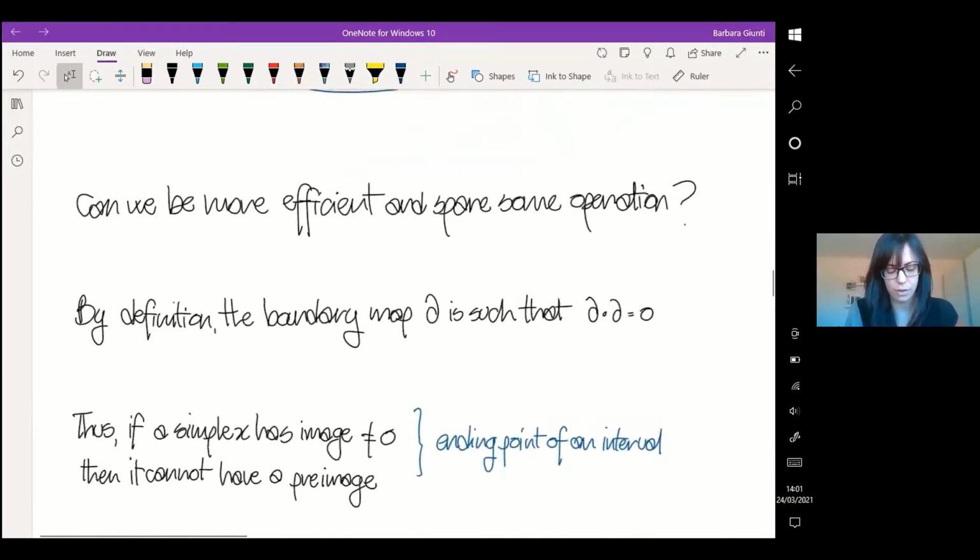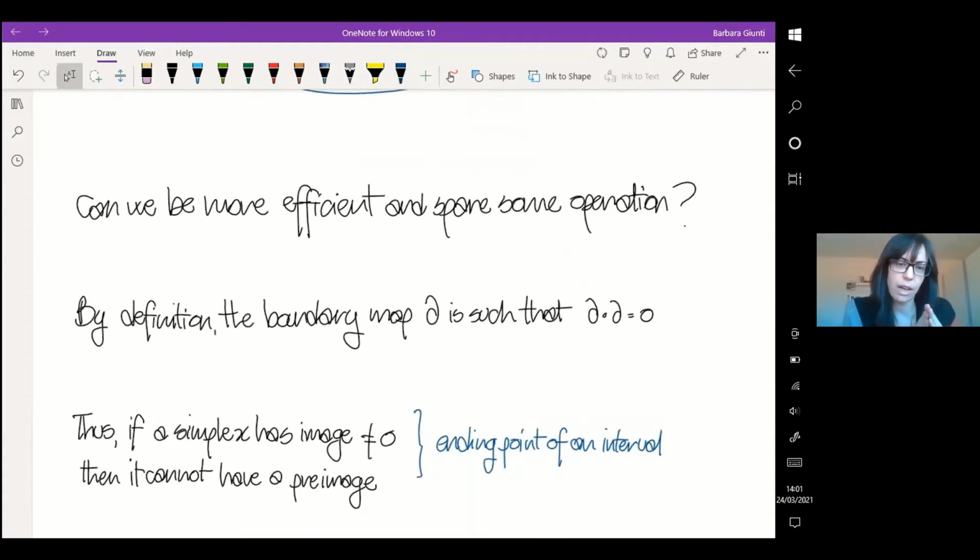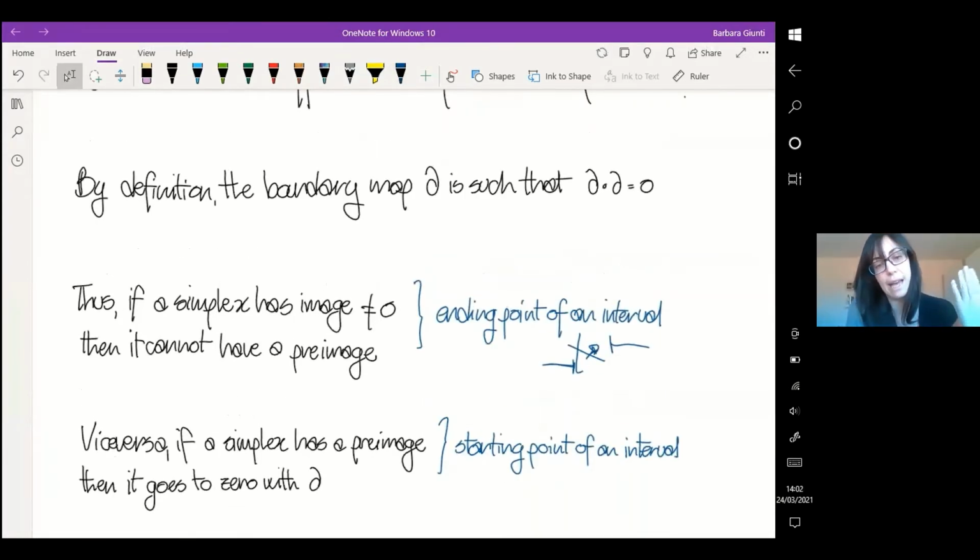So how is it translated for us? Well, it means that if at the end of the reduction I know that a simplex has an image, then it cannot have a pre-image, because otherwise the composition will not be 0. So what does it mean? It means that if it is the ending point of an interval, it cannot be the starting point of another interval. At the same time, if a simplex has a pre-image, then its image is 0. So this means that if it is the starting point of an interval, it cannot be the ending point of a previous interval.